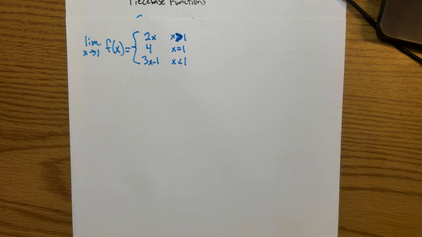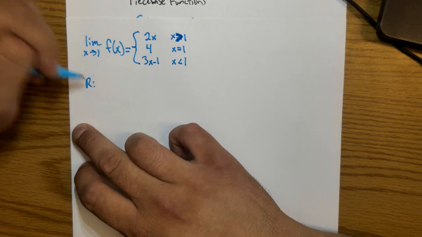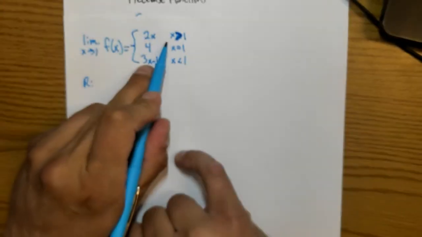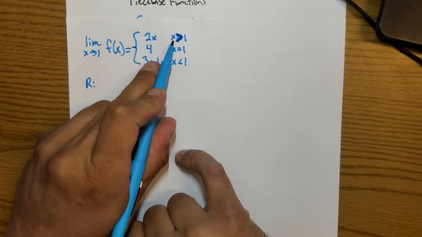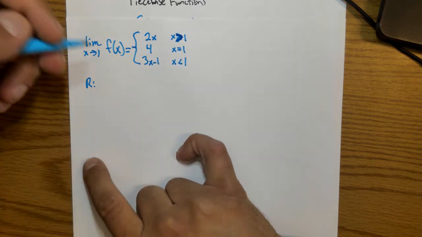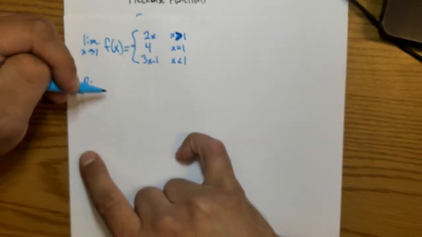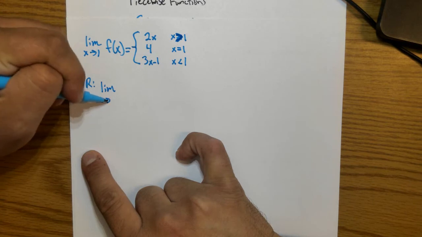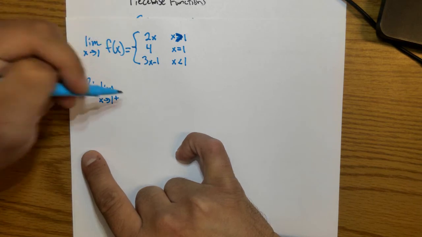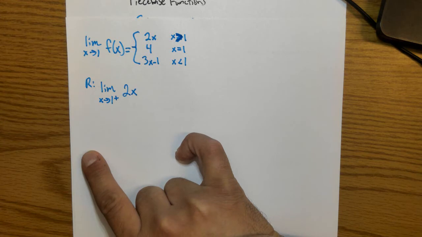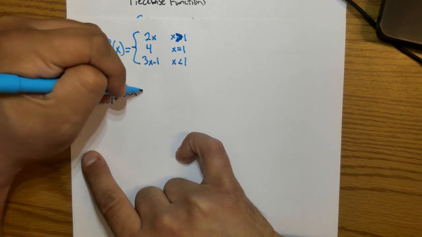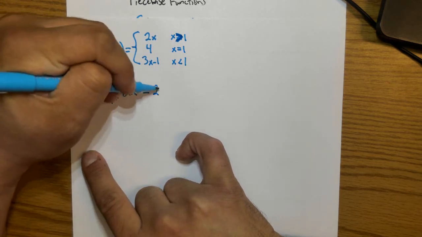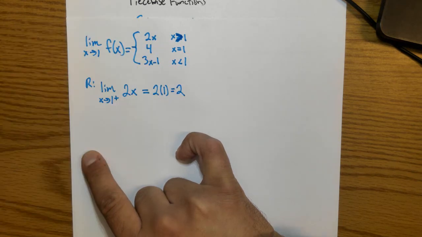So here we still want to take the limit as we approach from the left and from the right and see what we get. And again, it doesn't matter if you do left first or right first. So let's start with the right. Which one is the right function? It looks like it's going to be the 2x, because we were talking about x being greater than 1. So the limit as x approaches 1 from the right is 2x. Again, we can just plug this in. This is not that bad. So we have 2 times 1, which is just 2.